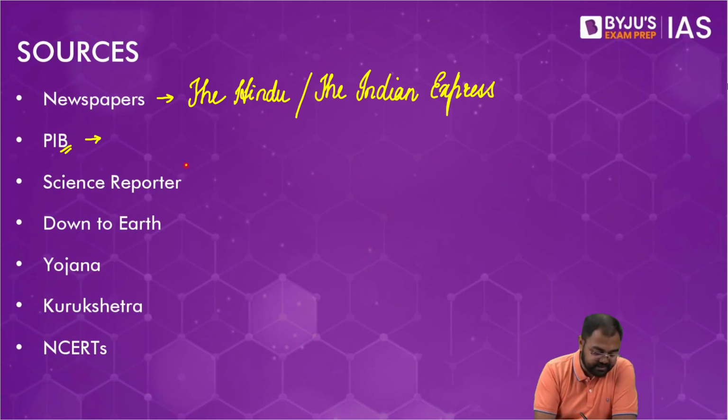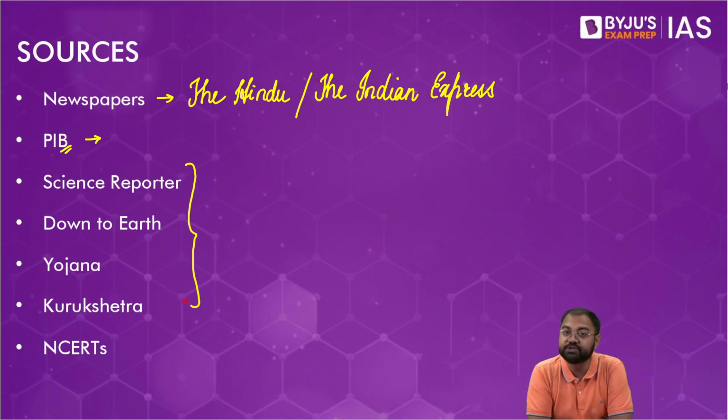Then the magazines: Science Reporter, Down to Earth, Yojana, Kurukshetra. Now, I wouldn't suggest that you read these magazines from cover to cover. You always should be very selective while reading them. Anything that is remotely related to your syllabus, only those are the areas that you should read. Apart from that, don't read other things. Especially Science Reporter, because it could become a very technical magazine for you, and it's not very easy to follow so easily.